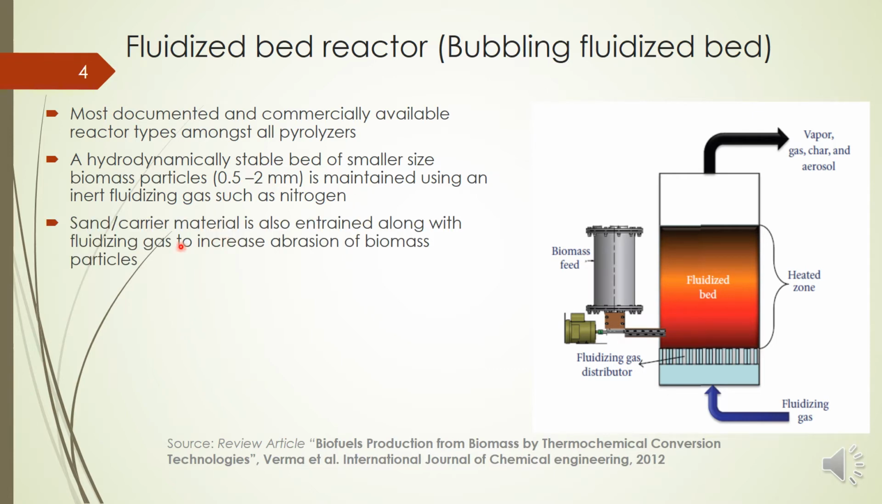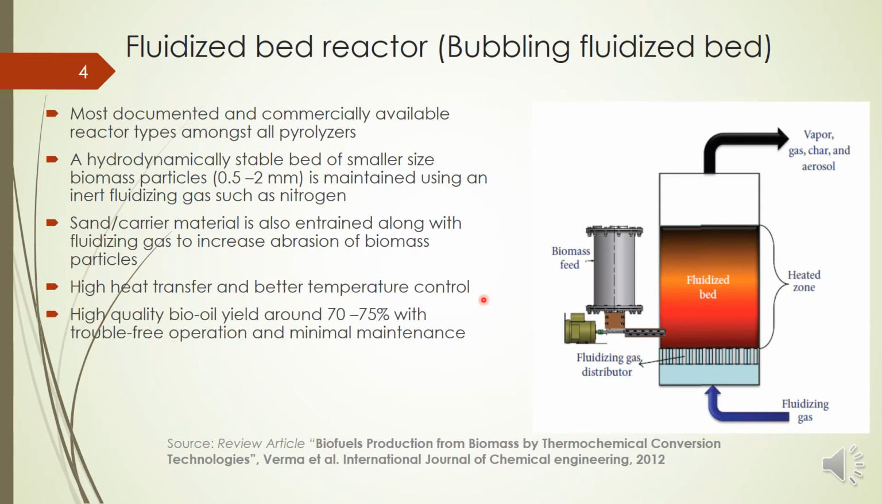And normally sand or other material can be used as the bed material for increasing the abrasion of biomass particles. It has the advantage of a fluidized state, that is, it has a uniform temperature distribution and a high heat transfer rate compared to other reactors. And we will get a high quality bio oil yield. Around 70 to 75% bio oil yield is possible, and maintenance is also very low.